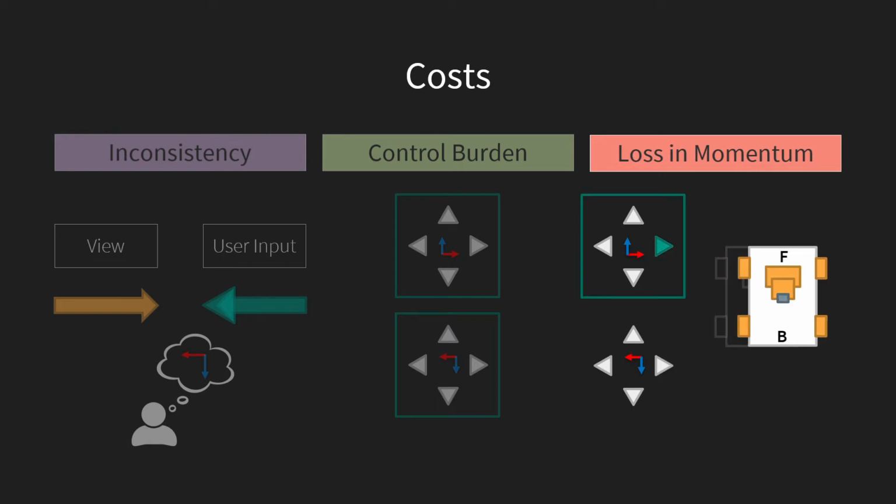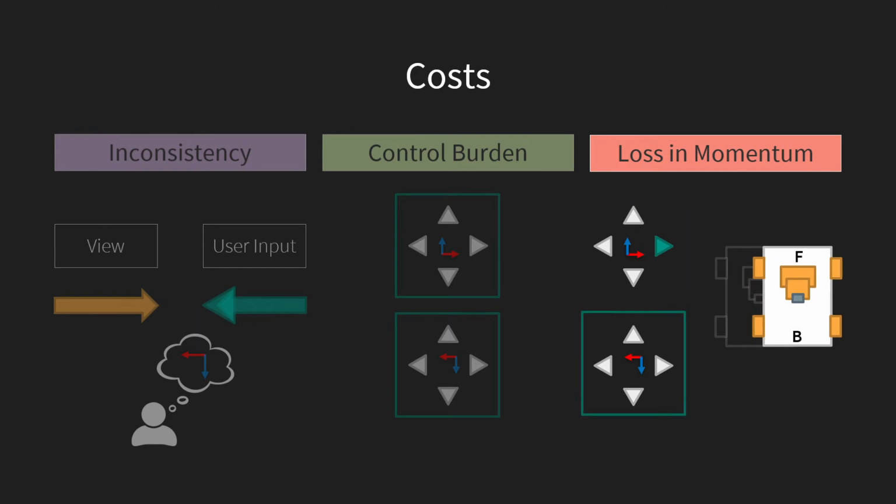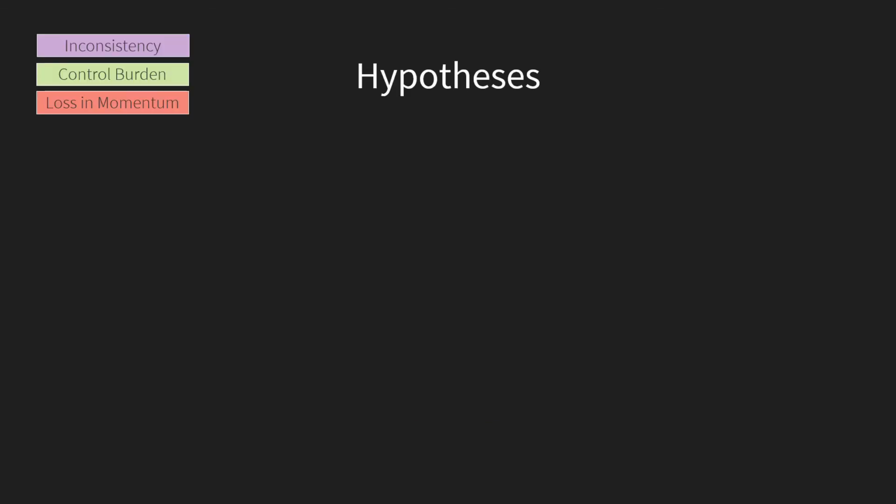So when the user switches from one control frame to another, they have to additionally modify their input commands so that the robot continues to move in the same direction. We use these costs in the formulation of our two hypotheses.